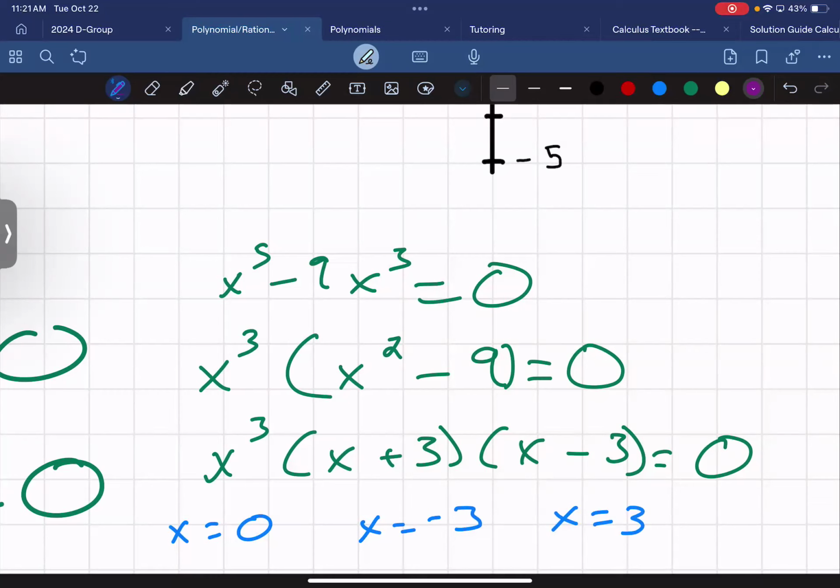How many x-intercepts did we just find? 3. What was the degree? 5. Does 3 agree with 5? No, we have to go talk about multiplicity, right?